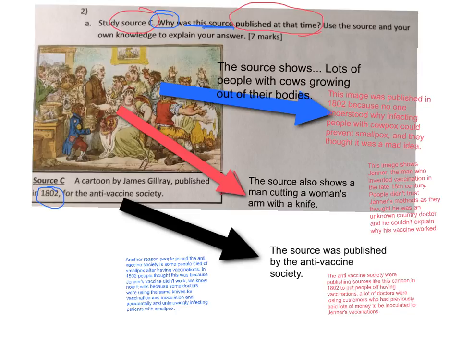So in this question, if you wrote this sort of an answer, where you say something the source shows and used your own knowledge to explain why it would show this at that time, you'd be getting yourself 7 marks out of 7. Have a go at writing your own answer to this question.